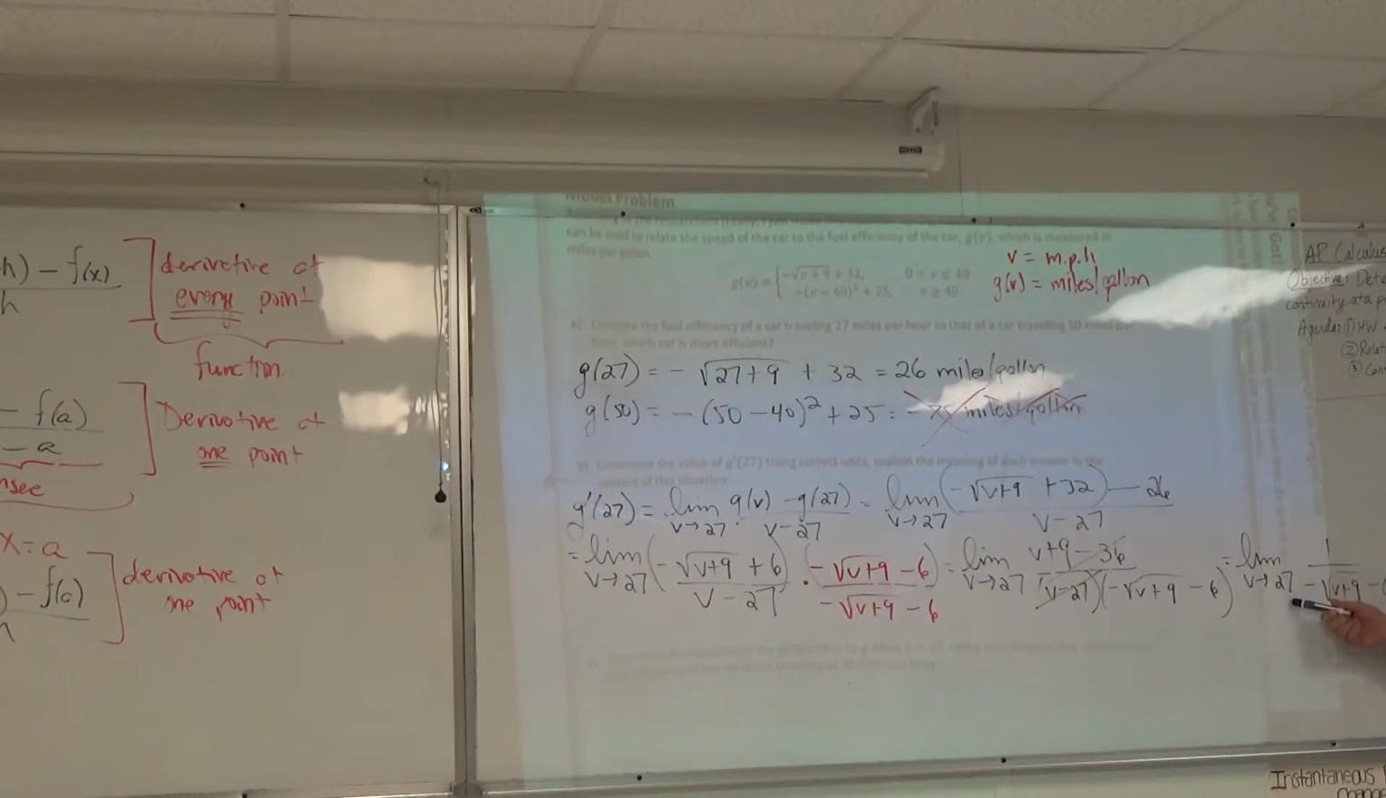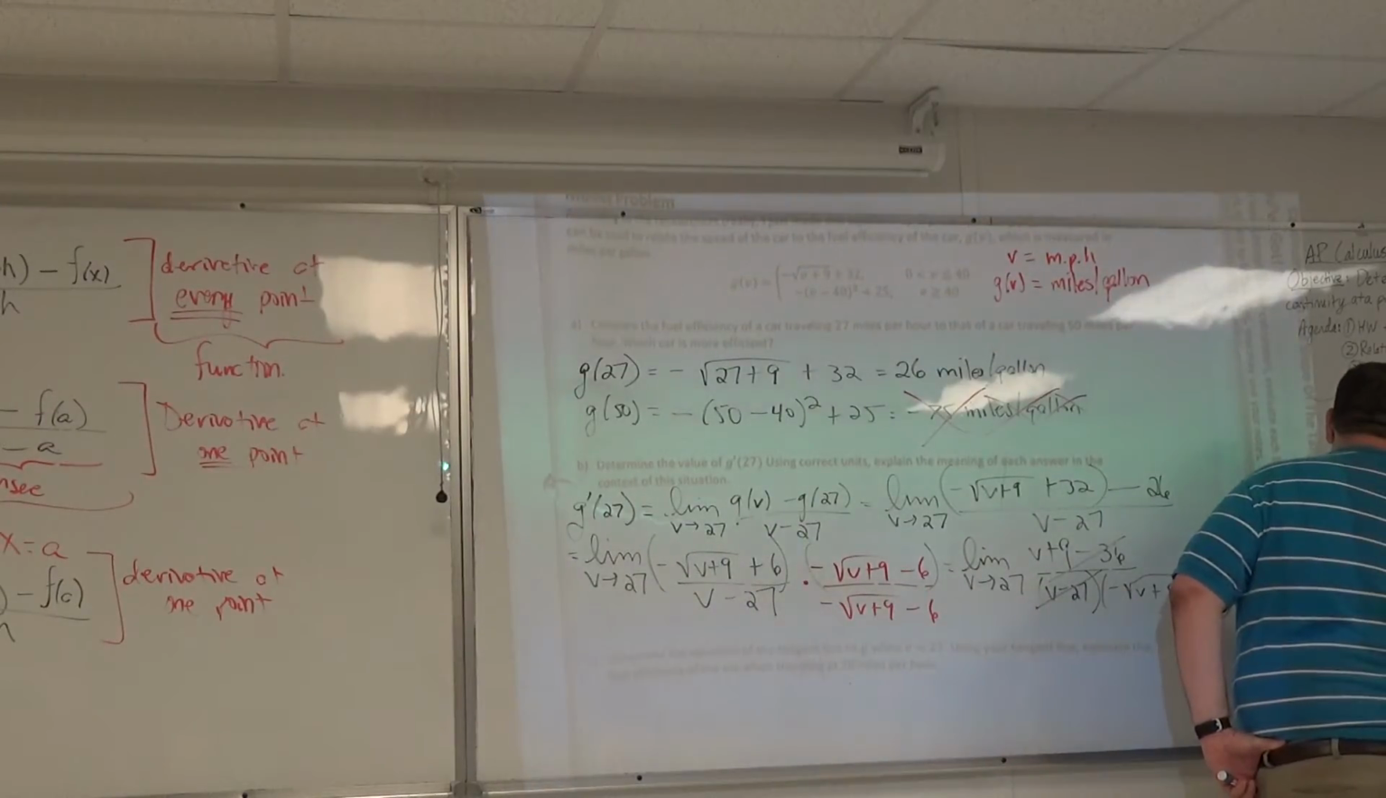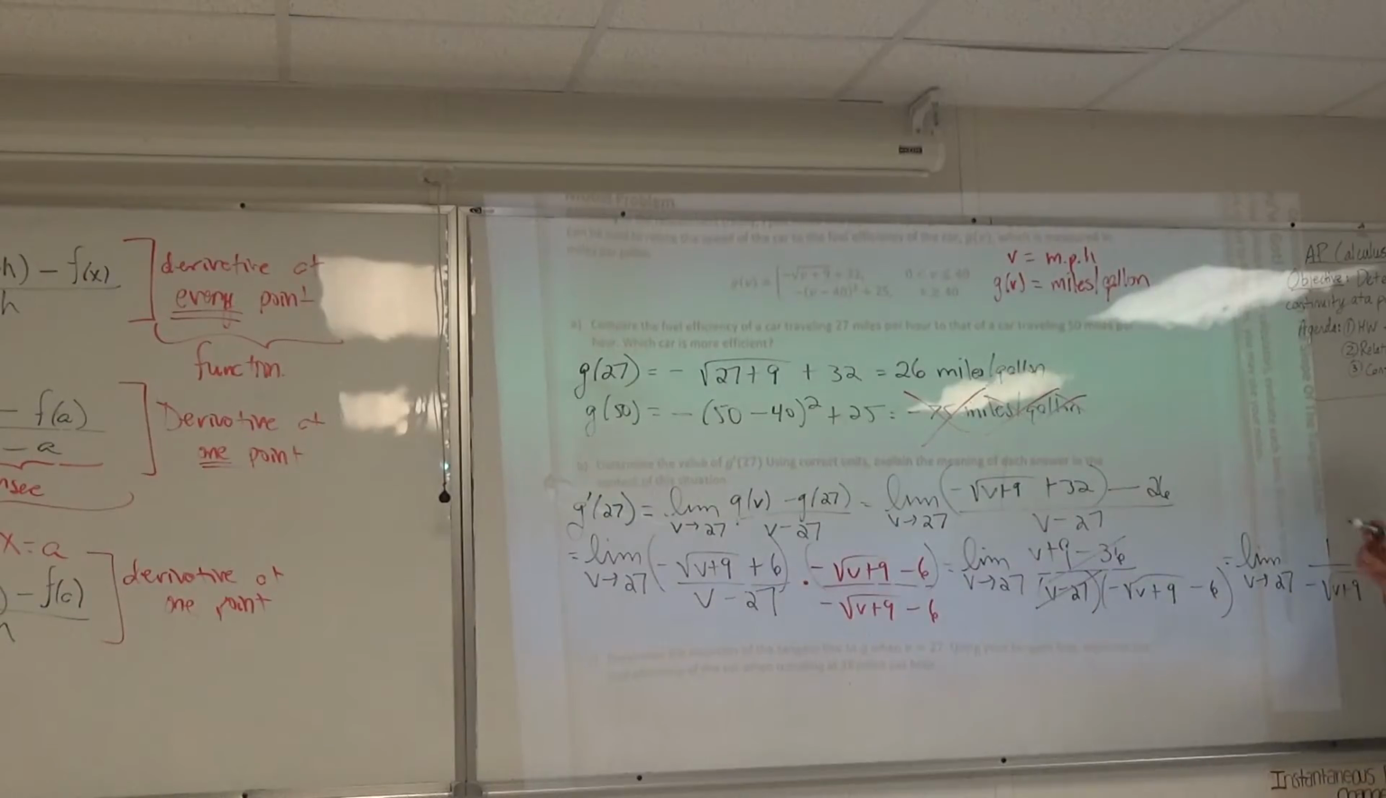V gets close to 27. Not negative 12. Negative 12. Negative 1 over 12. Okay. Is everybody okay getting to negative 1 over 12? Okay. Get me that final sentence. What does this mean?